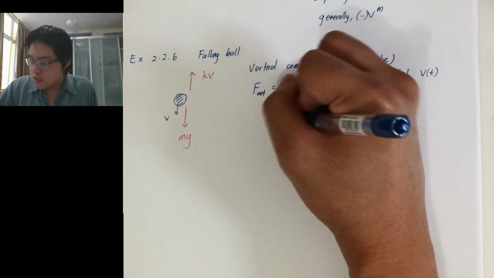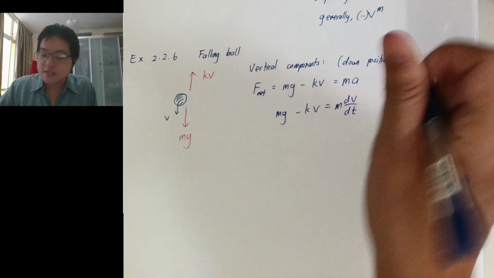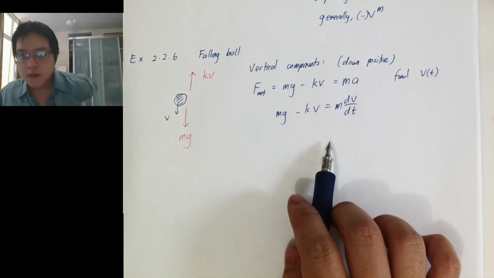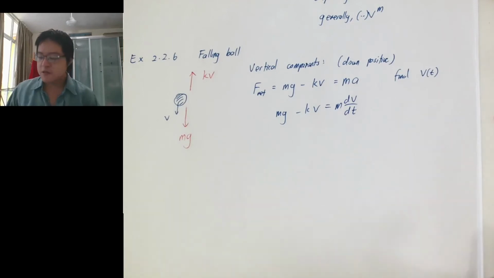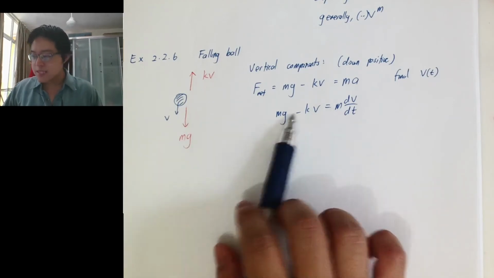So actually this equation can be written as dv/dt. Okay, so this is a differential equation, but it is still a first order differential equation, so it should be quite easy to solve. I will show you how to solve it now. So how to solve this? Well, let me simplify this equation first.